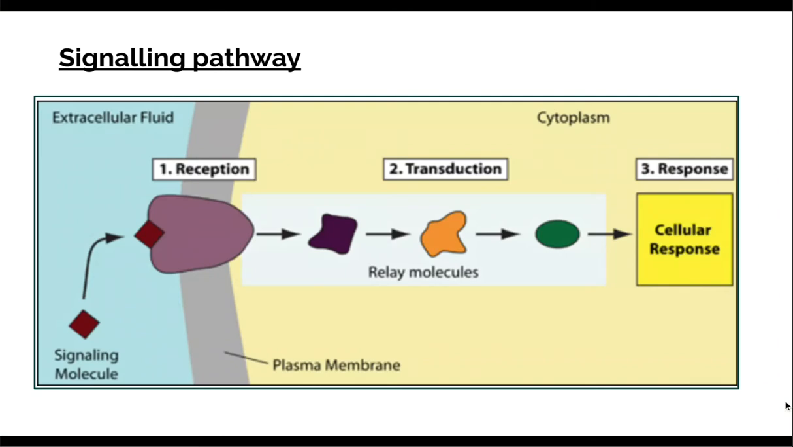Essentially, the signaling pathway can be divided into three main parts. So you have reception, transduction, and response. Reception is when the signaling molecule binds to the receptor. This brings about some conformational change in the receptor that activates a series of relay molecules. And eventually you have the protein that is activated that brings about the cellular response. And this can be, for example, changing the activity of an enzyme or altering gene expression.